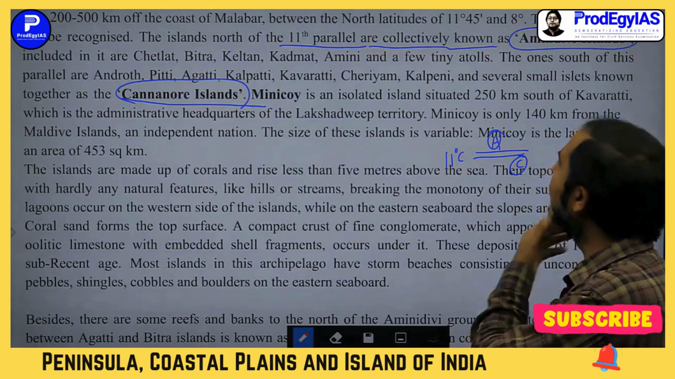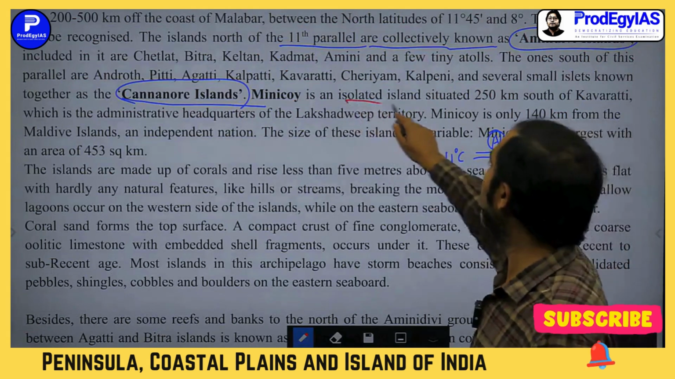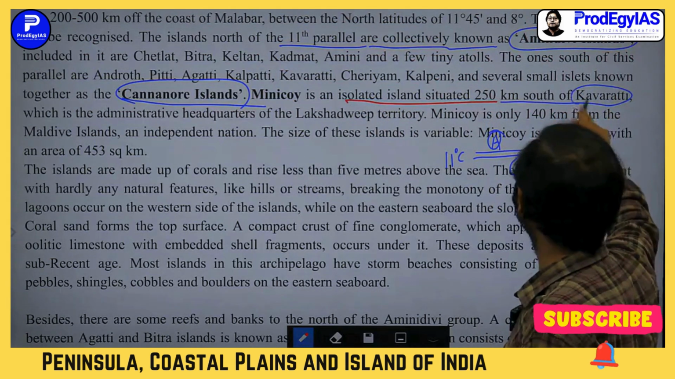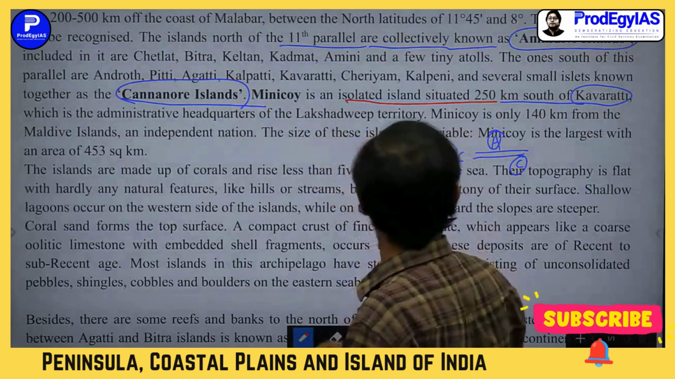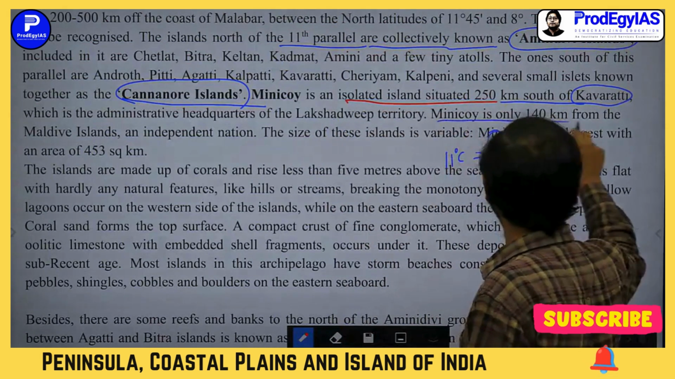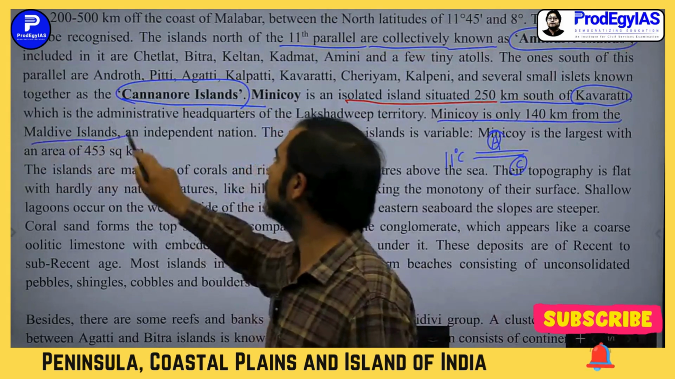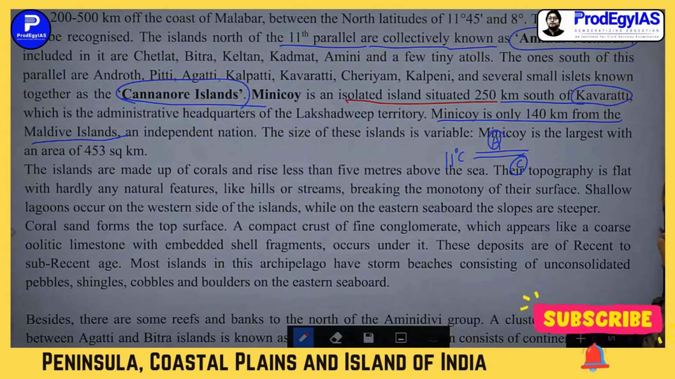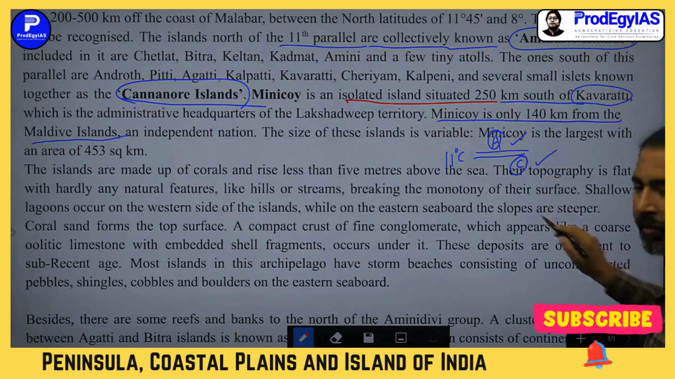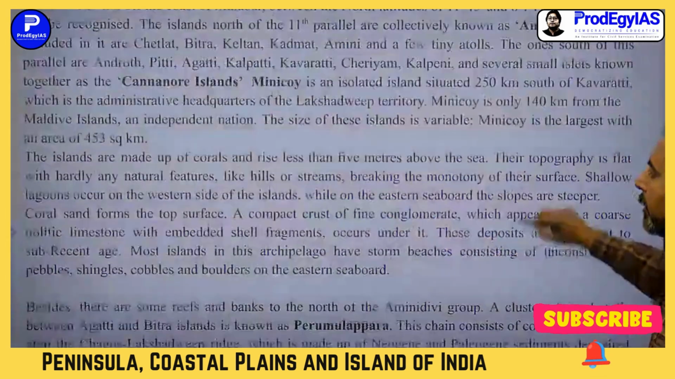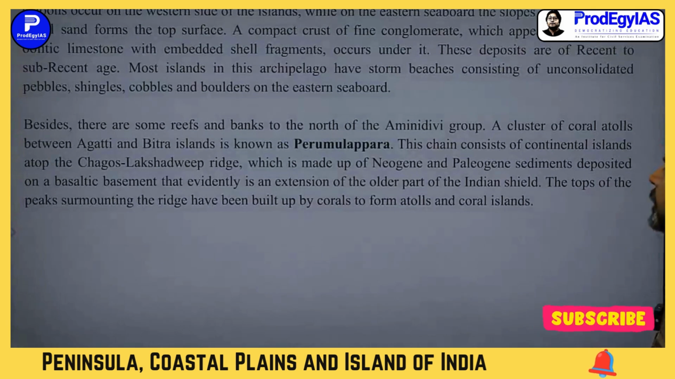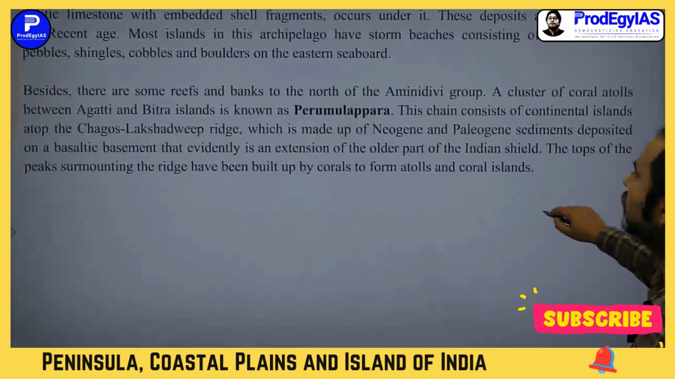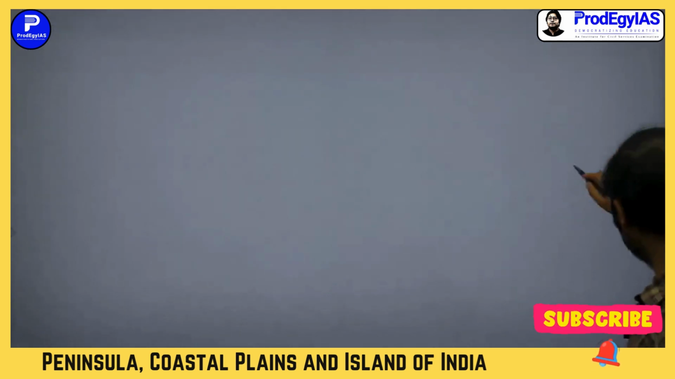Minicoy is an isolated island situated 250 kilometers south of Kavaratti, which is the capital, and Minicoy is only 140 kilometers from the Maldives. So this is the Amindivi group, this is the Cannanore group, divided by the 11-degree channel. So this is all about islands.